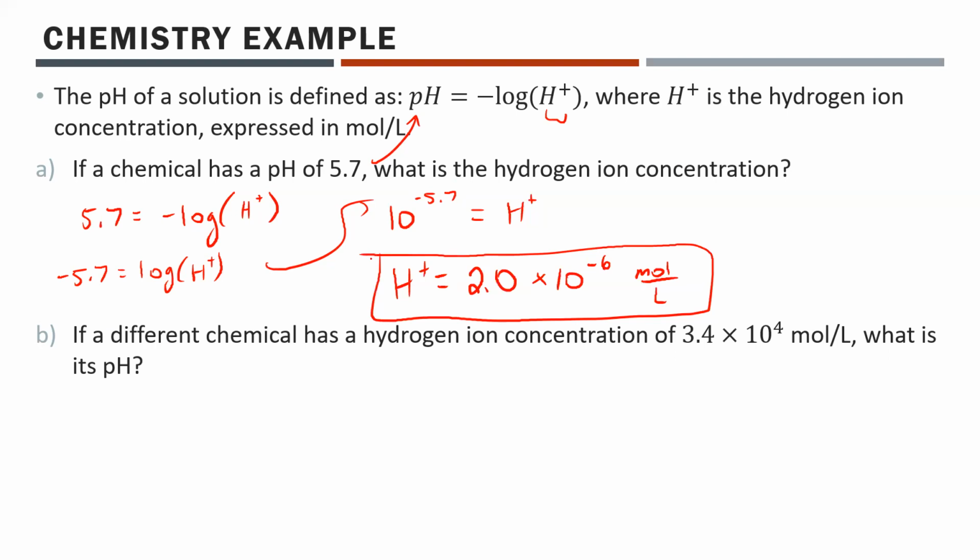Next one: if a different chemical has a hydrogen ion concentration of 3.4 times 10 to the 4 moles per liter, what is its pH? Oh, interesting. That's quite a high concentration there. Well, let's find out. We just have to throw that in there. So pH equals negative log of that hydrogen ion concentration, which is 3.4 times 10 to the 4. Just throw that straight in your calculator. Negative log 3.4 times 10 to the 4.